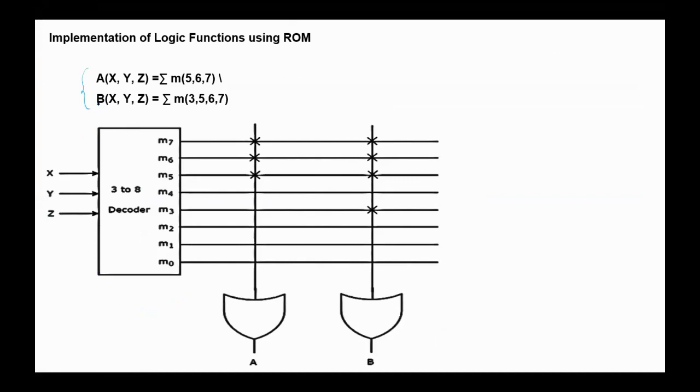A is a sum of min terms 5, 6, 7. So these are connected to the A. Here is the function A. And B is a sum of min terms 3, 5, 6, 7. These are the outputs connected to the second OR gate. So this is the function A and the function B implemented using ROM.